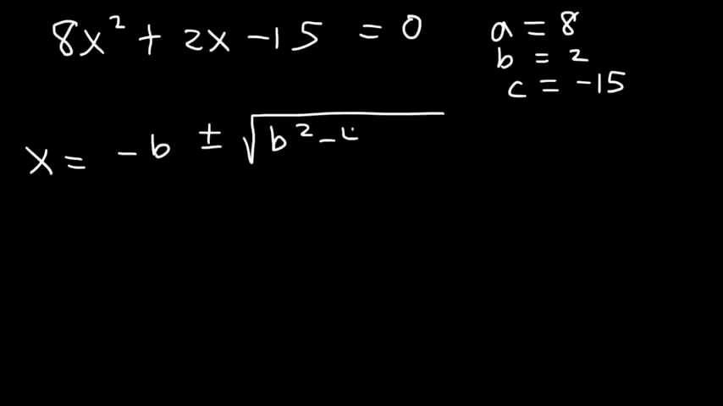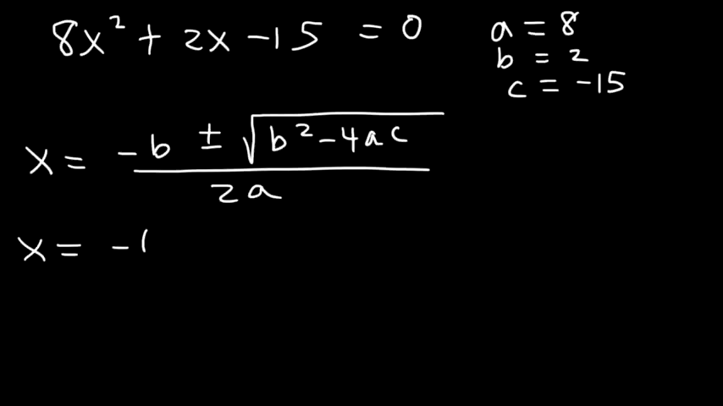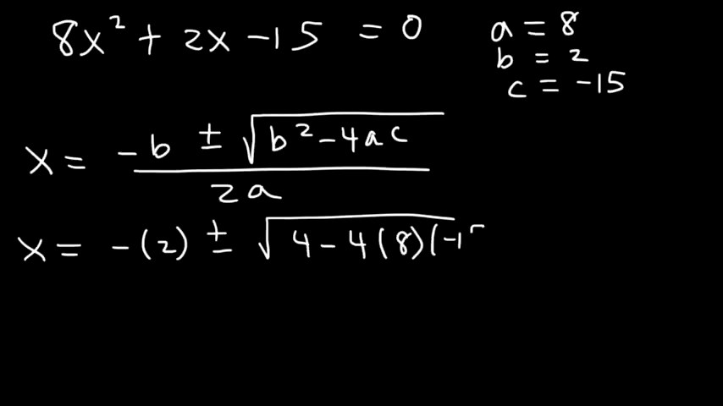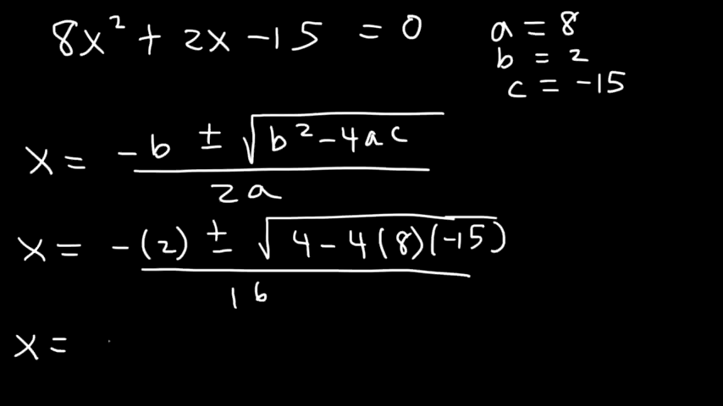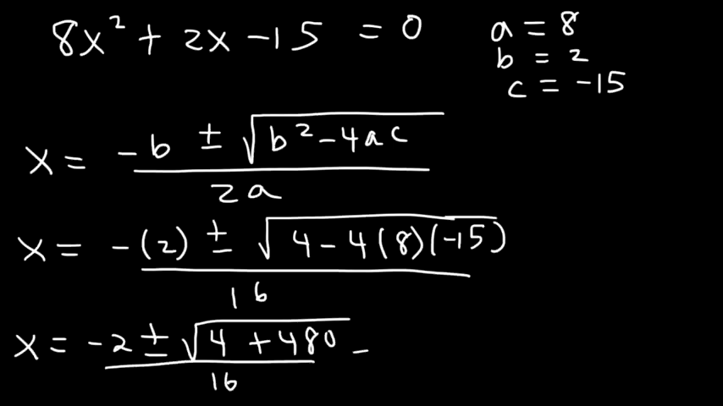So b is 2, which means b squared, that's going to be positive 4, minus 4 times a is 8, c is negative 15, divided by 2a, or 2 times 8, which is 16. So this is negative 2 plus or minus the square root of 4. Now, negative 4 times negative 15 is positive 60. 60 times 8, that's 480. So we have 4 plus 480. So this is negative 2 plus or minus the square root of 484.